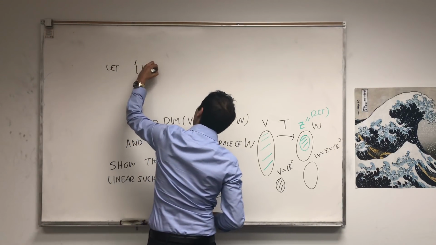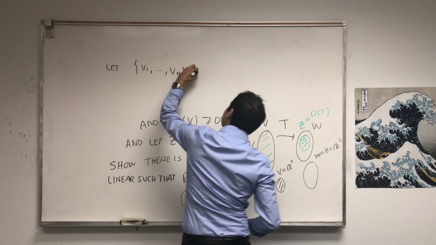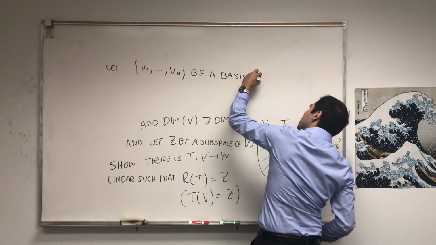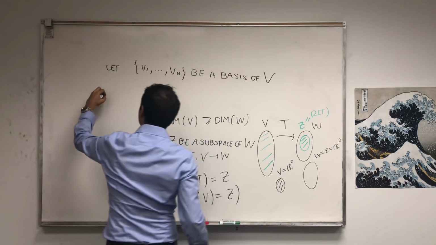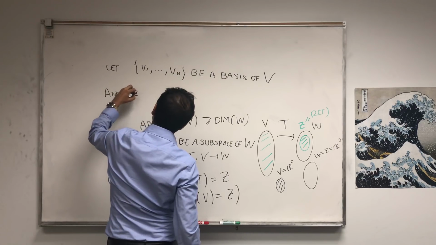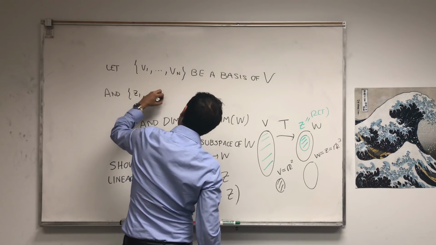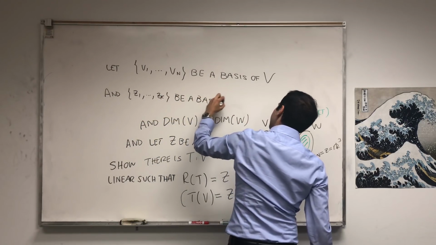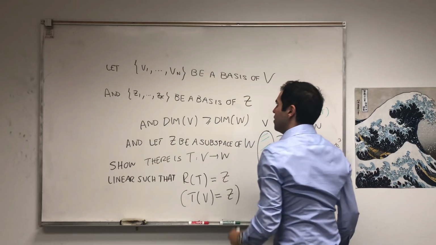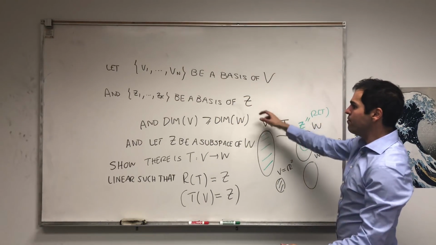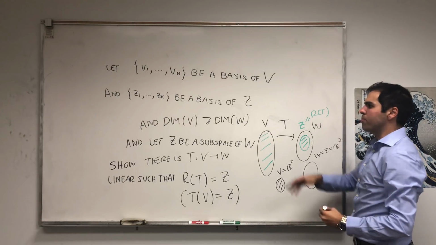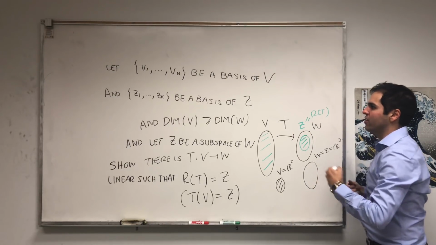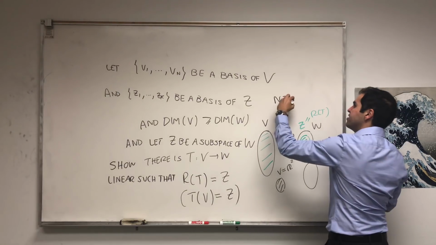say V1 up to Vn be a basis of V and let's say Z1 up to Zk be a basis of Z. And what do we know again? Dim V is bigger than dim W, so in particular dim V is bigger than dim Z because Z is smaller than W. So we know for sure that n is greater or equal to k.